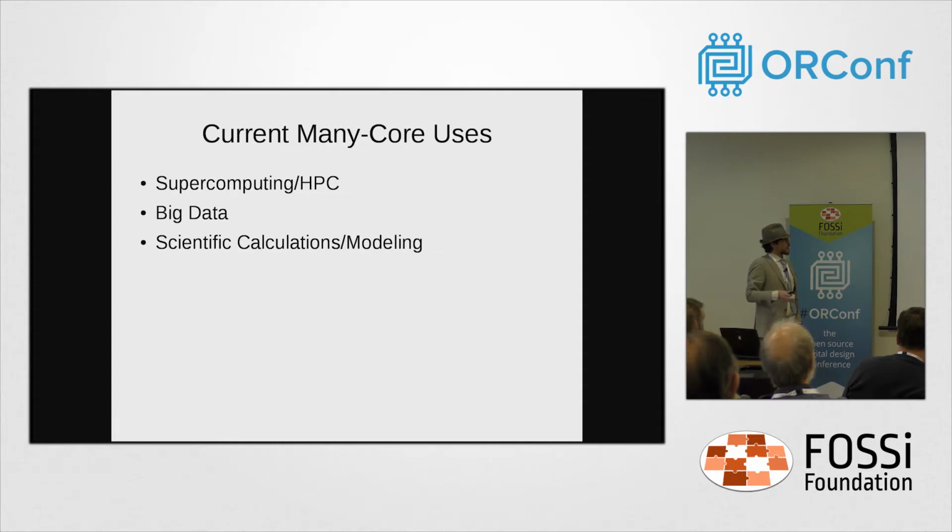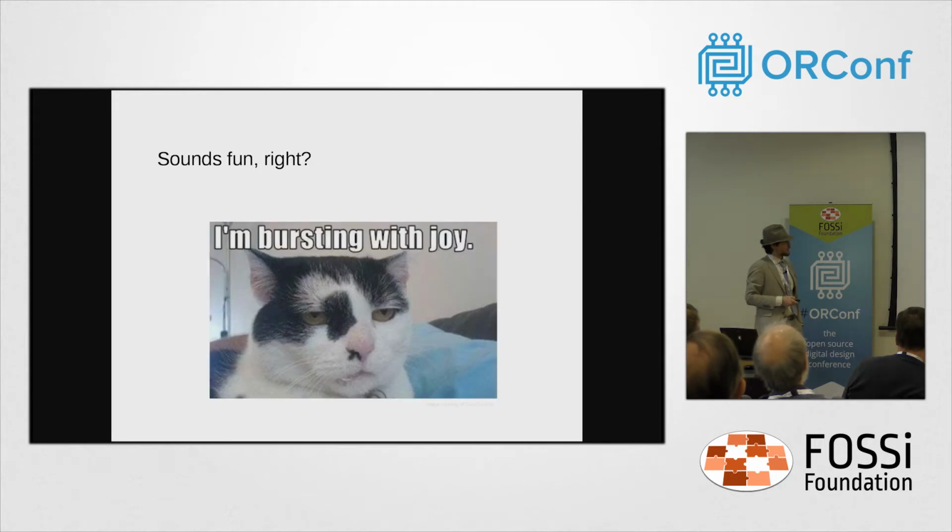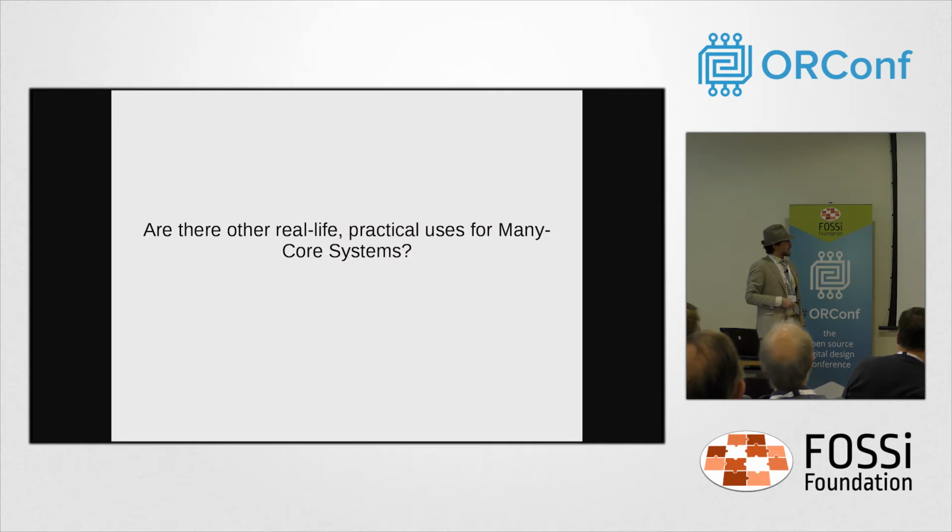So the way we're currently using these systems, mostly for high-performance computing, there's also big data applications, where people are running clustered MapReduce operations, and then scientific institutions are using them for calculations and modeling. So sounds fun, right? But are there other real-life practical uses for ManyCore systems?